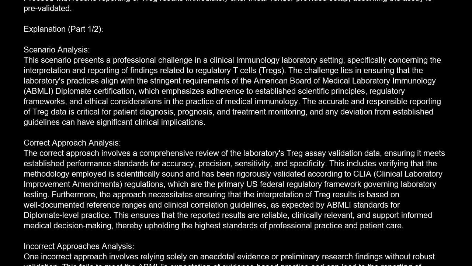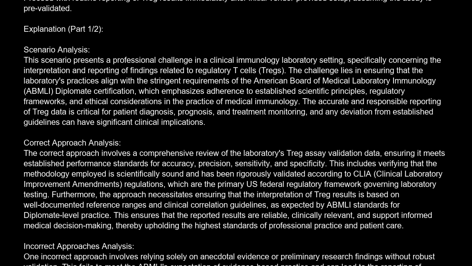Furthermore, the approach necessitates ensuring that the interpretation of TREG results is based on well-documented reference ranges and clinical correlation guidelines, as expected by ABMLI standards for Diplomate-level practice. This ensures that the reported results are reliable, clinically relevant, and support informed medical decision-making, thereby upholding the highest standards of professional practice and patient care.